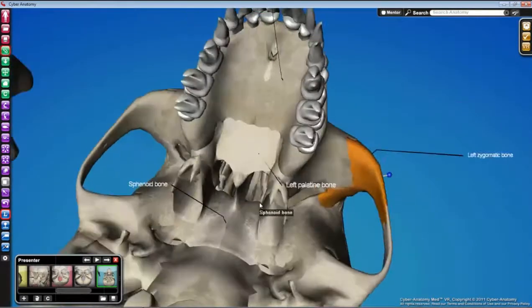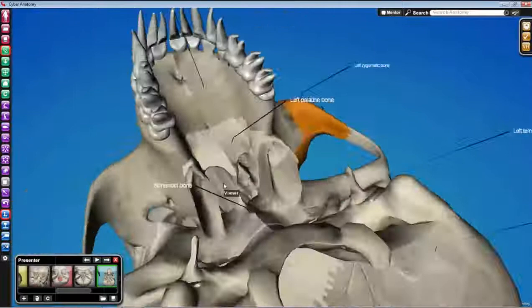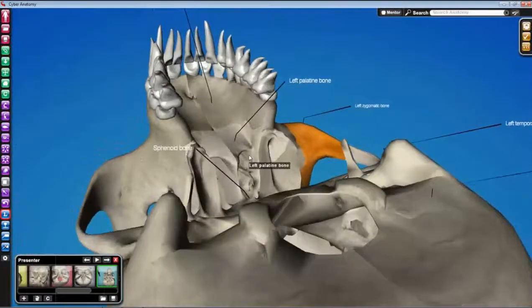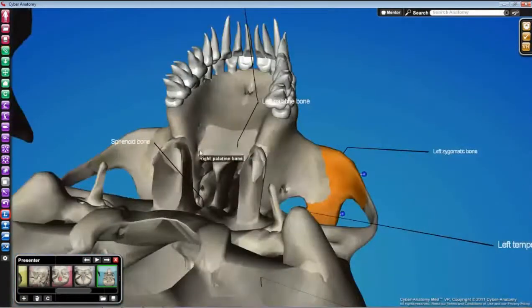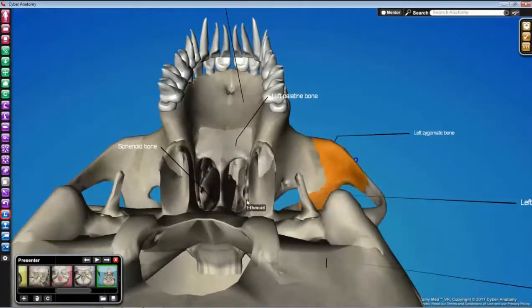Take a minute to turn this around a little bit to try and identify that the palatine bone also has this vertical component that forms part of the lateral nasal wall. So it is actually an L-shaped bone, and then the two L's come together, here's the other one, to form essentially a U when you put all of those sides together.